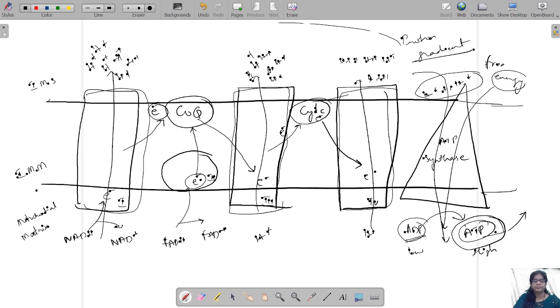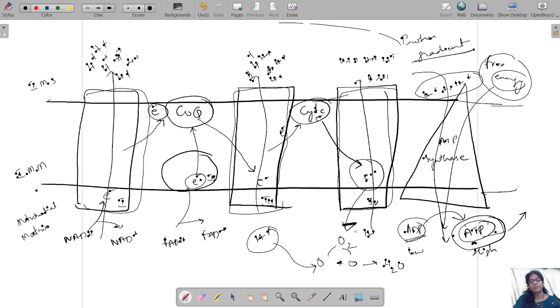So I told you the proton gradient helps release free energy, and this free energy is required for the conversion of ADP into ATP. Finally, the electrons present in complex 4 reduce oxygen, and the protons that are already present in the matrix react with it, forming H2O.